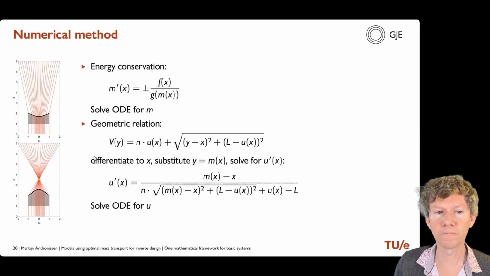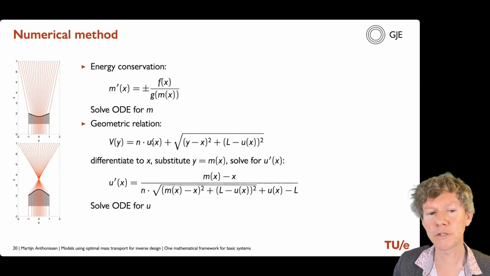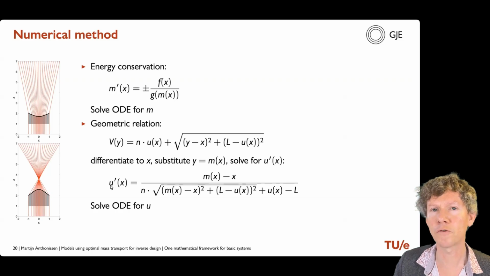But what you could do is if you look at this relation, so here's energy conservation again, same as before, we had this relation, but now if I differentiate this to x, you see that the v drops out, this unknown. So if I differentiate this relation to x, I get an ordinary differential equation for u, and then I can compute the shape of this surface. And you see again, we find one for the plus, one for the minus sign with non-crossing or crossing light rays.